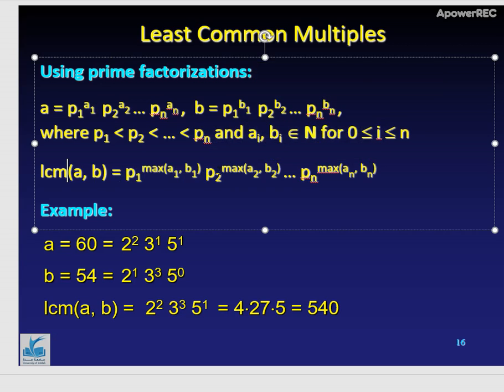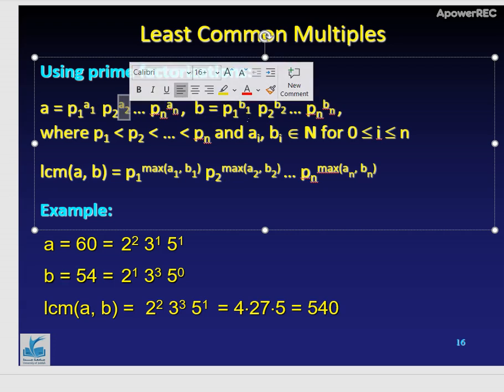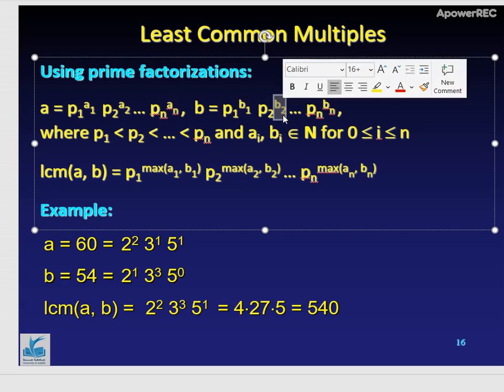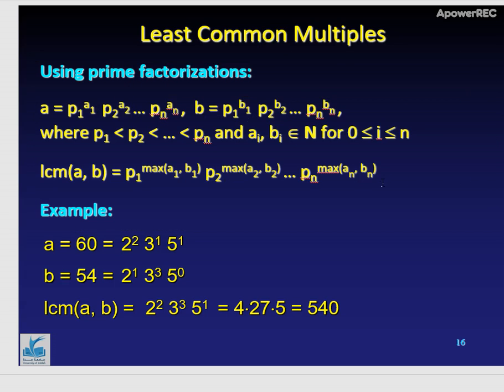Okay. Similarly, the power of p2 will be obtained by taking the maximum between the powers of p2 here and the powers of p2 here. Okay. And so on, we go till the last prime number in the factorization of a and b. Let's look at a couple of examples to understand this concept.